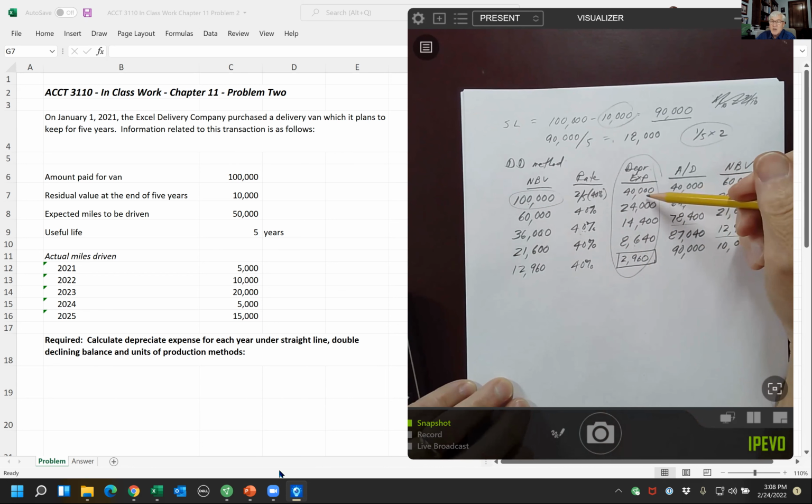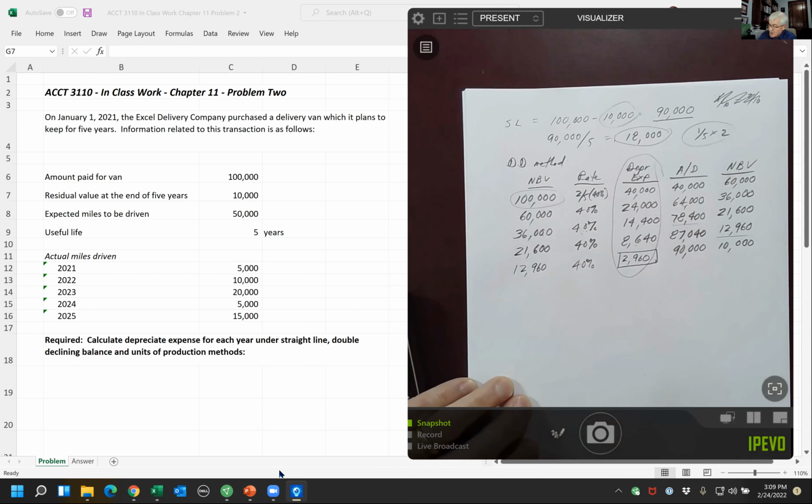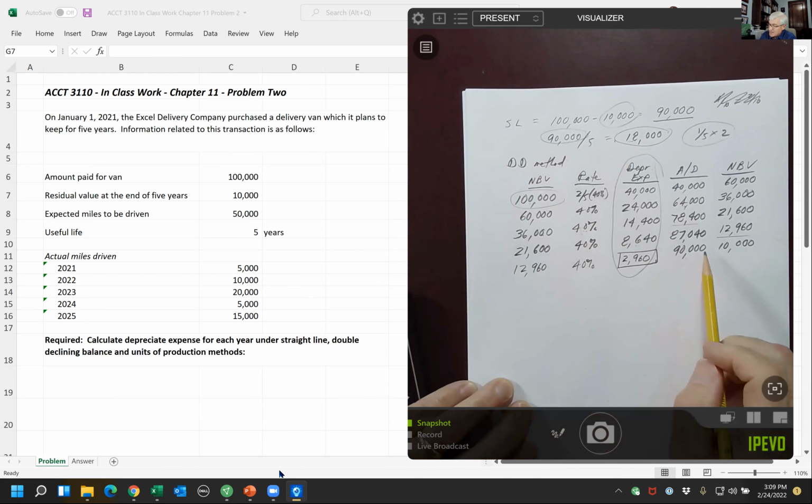Accelerated, a lot more depreciation in the earlier years than the later years, compared to this, which is 18,000 every year. And keep in mind, 18,000 times 5 is 90,000. So we get to the same place.